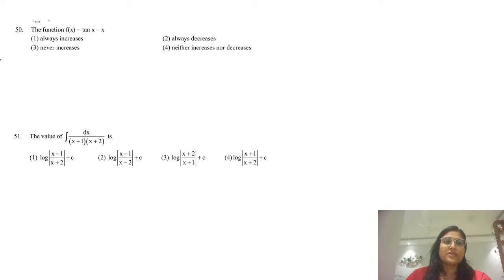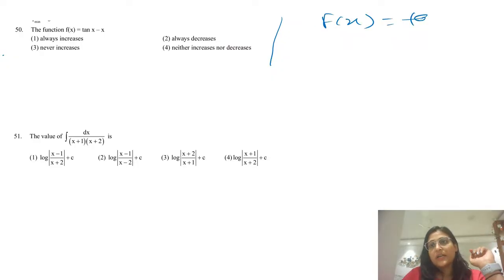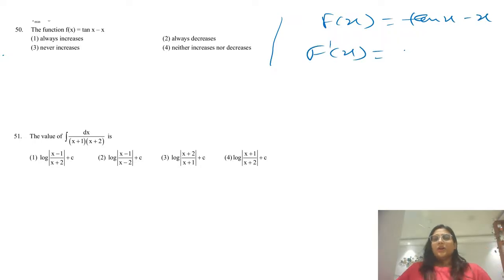Now the function f(x) is equal to this. Whenever you have to check whether the function is increasing or always increasing, decreasing or always decreasing, there is a difference. Students, don't get confused. So here f(x) is equal to tan x minus x. Let's find out f dash x. This is the first derivative test we are performing here to check whether this function is increasing or not.